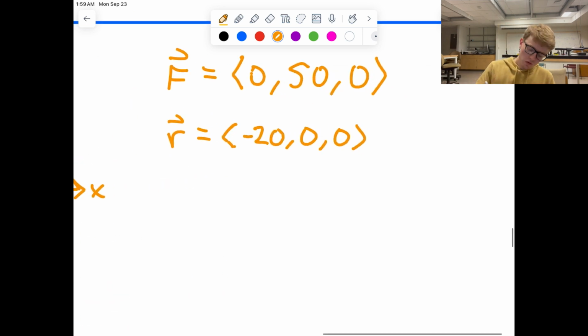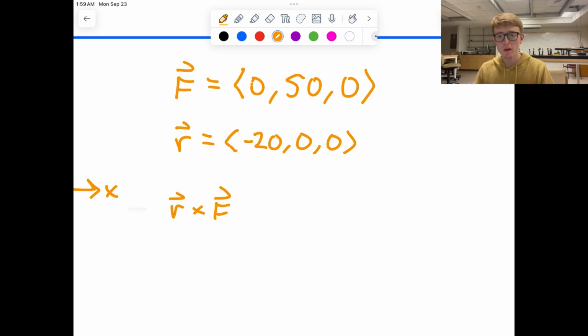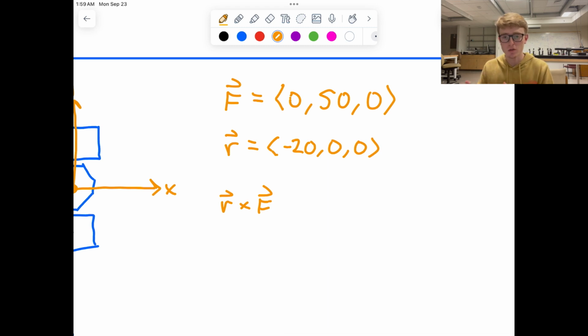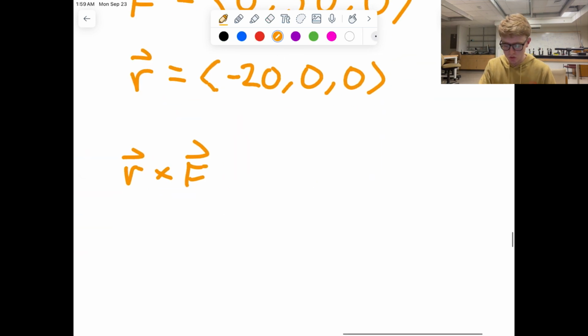So we're doing r cross F, in that order. Cross product is not commutative, so you cannot flip the order. If you flip the order, it'll change the sign, okay? So that's very important. It is r cross F, not F cross r. So this does not equal F cross r. It is not commutative, okay? So that's an important note there.